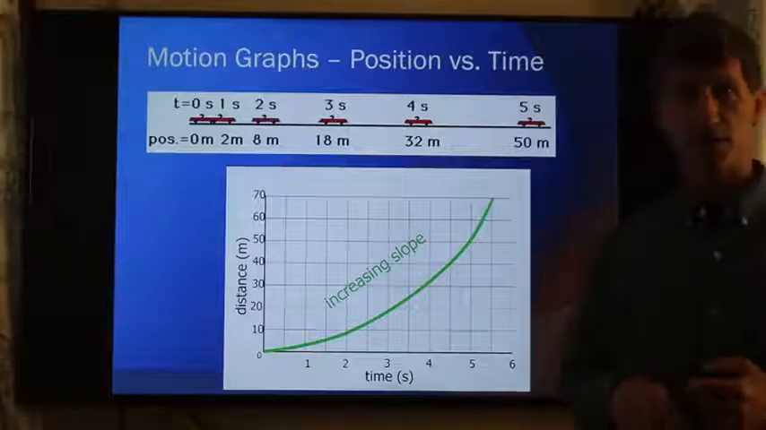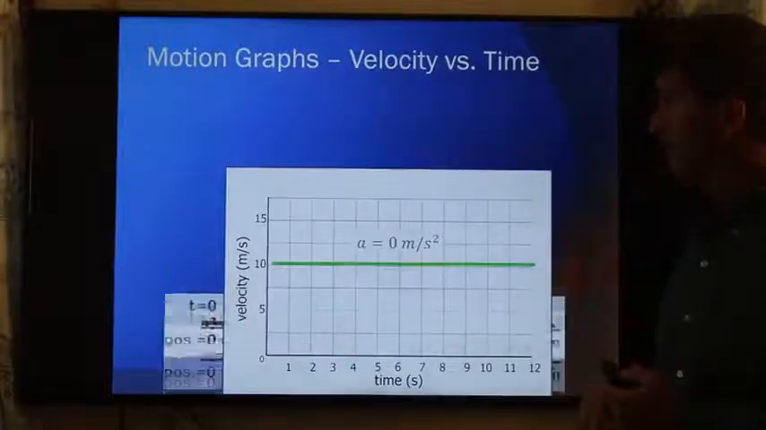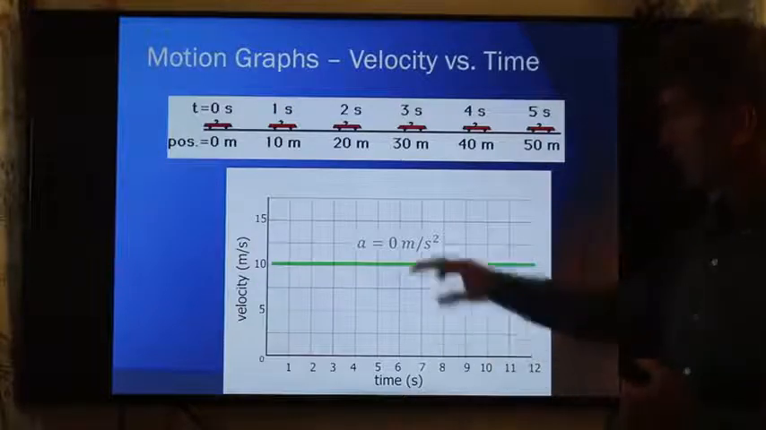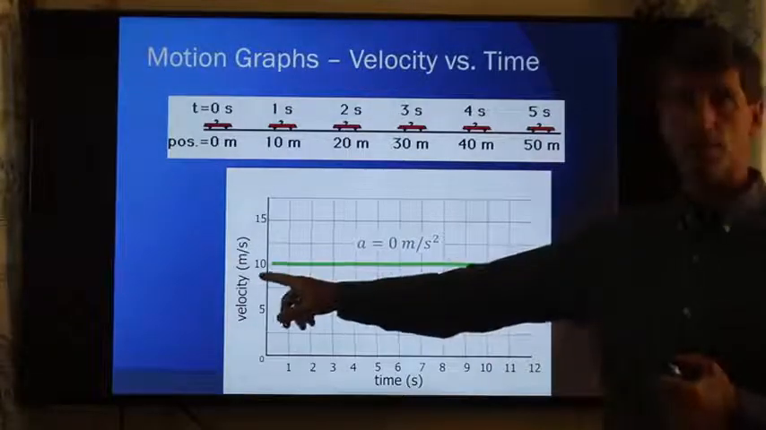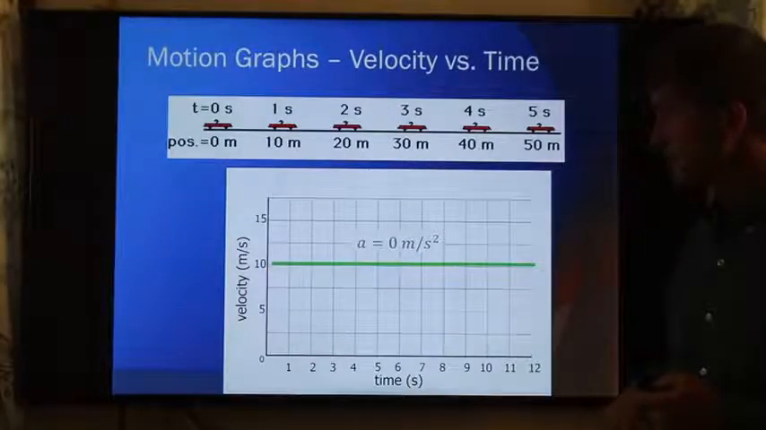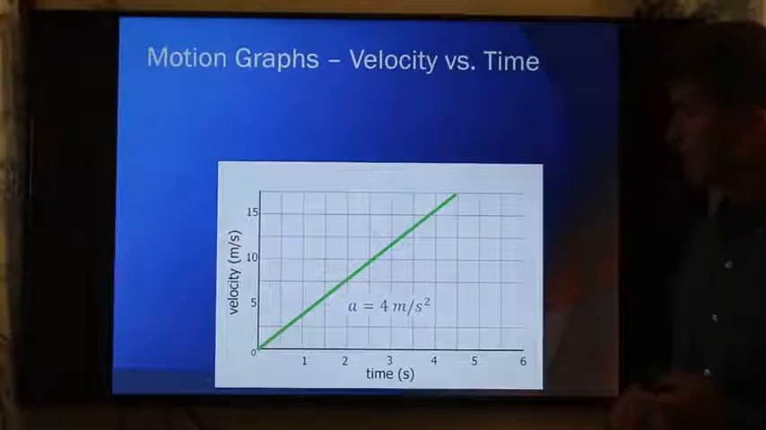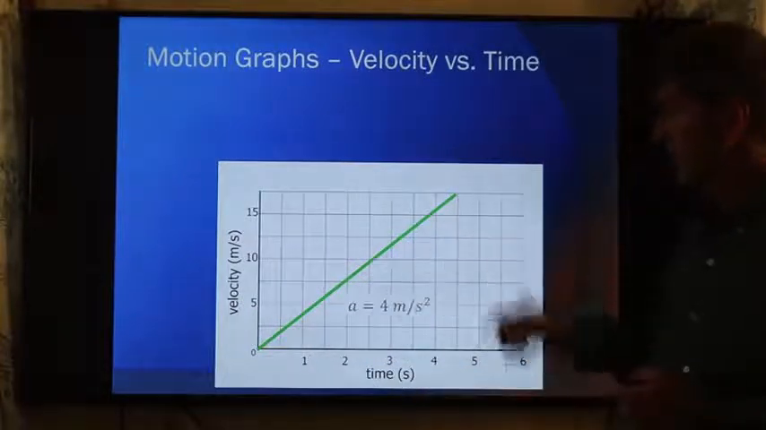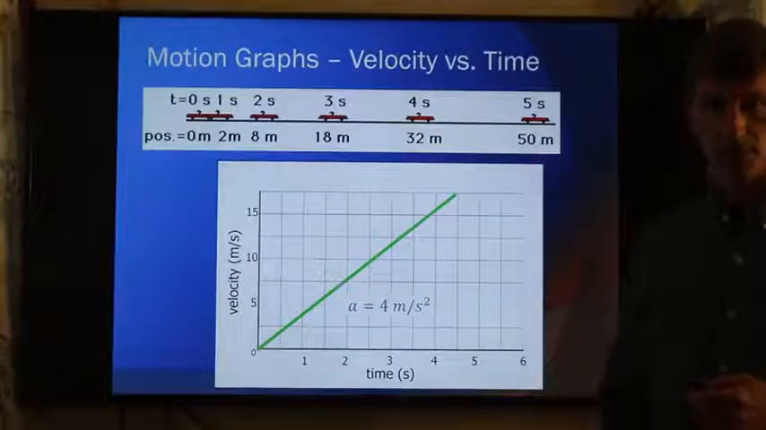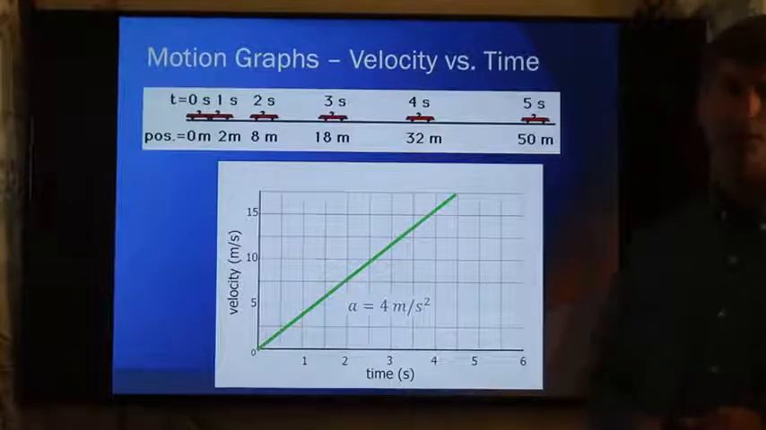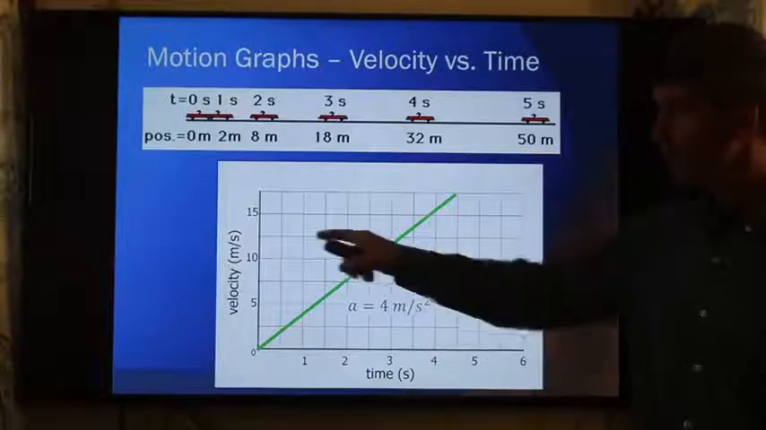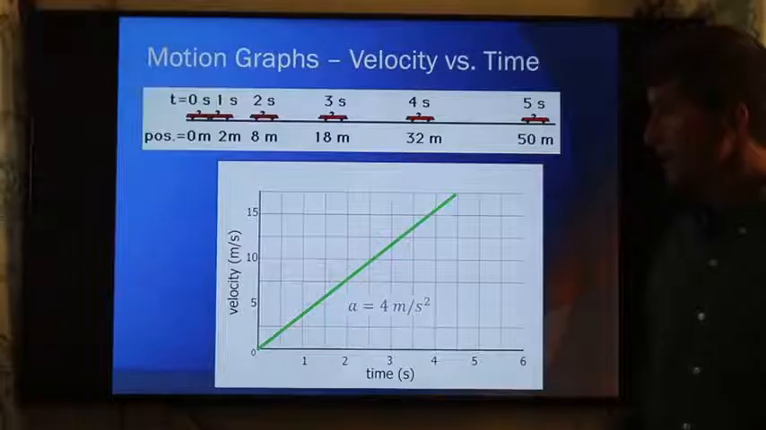Now let's go to the velocity versus time graph for each of these. In the first case, notice just a flat line. Here, our acceleration is 0 because our velocity is 10 meters per second throughout the entire measurement. For the increasing velocity, at a constant rate, you get this relationship right here. So again, it goes back to the whole idea. Your acceleration is the slope of velocity versus time.